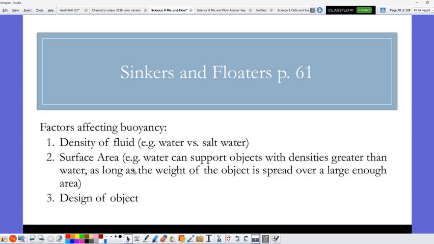The surface area can affect this as well. Water can support objects with densities greater than water, as long as the weight of the object is spread over a large enough area. That's why a steel ship can float, right?